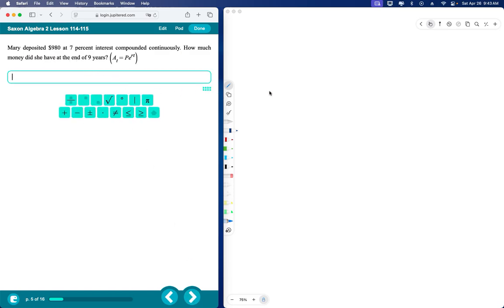So Mary deposited 980. We know how to do these. We're using this formula. It reminds us of the formula, the amount of time. So that's going to be 9 years.